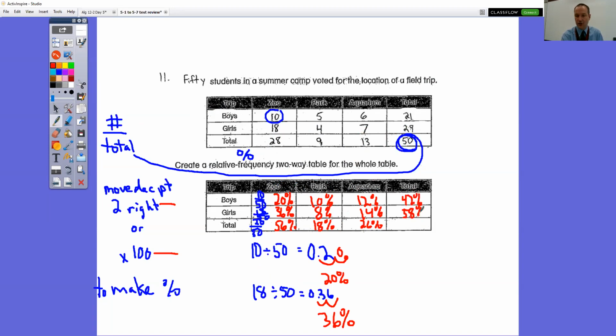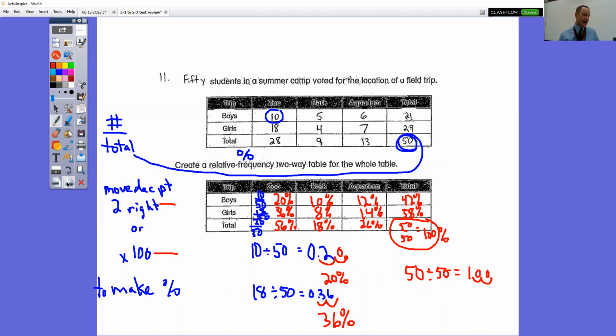Now, I do want to draw your attention to this box right here. When we have this box, we would have 50 out of 50. When you go to type that into your calculator, 50 divided by 50 equals 1. Move the decimal point over 2 places, you would get 100%. This number in this bottom right-hand corner is always going to be 100%. All right, so be very careful there.